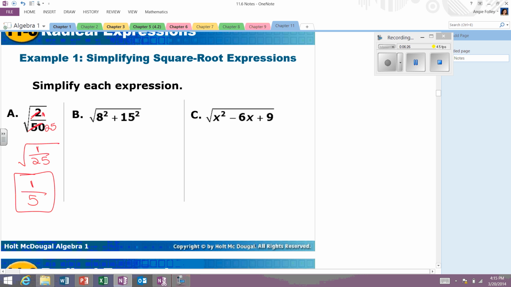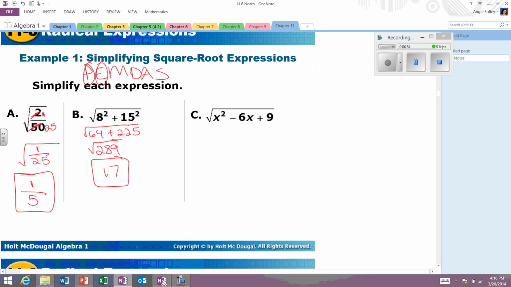Okay, for this next one, something I noticed you guys have been kind of forgetting is our PEMDAS. We want to take care of parentheses and exponents first. So if you see exponents, we should simplify this first. So 8 squared is 64, and 15 squared is 225. Now we can add those together, and we get the square root of 289. And the square root of 289 is 17.